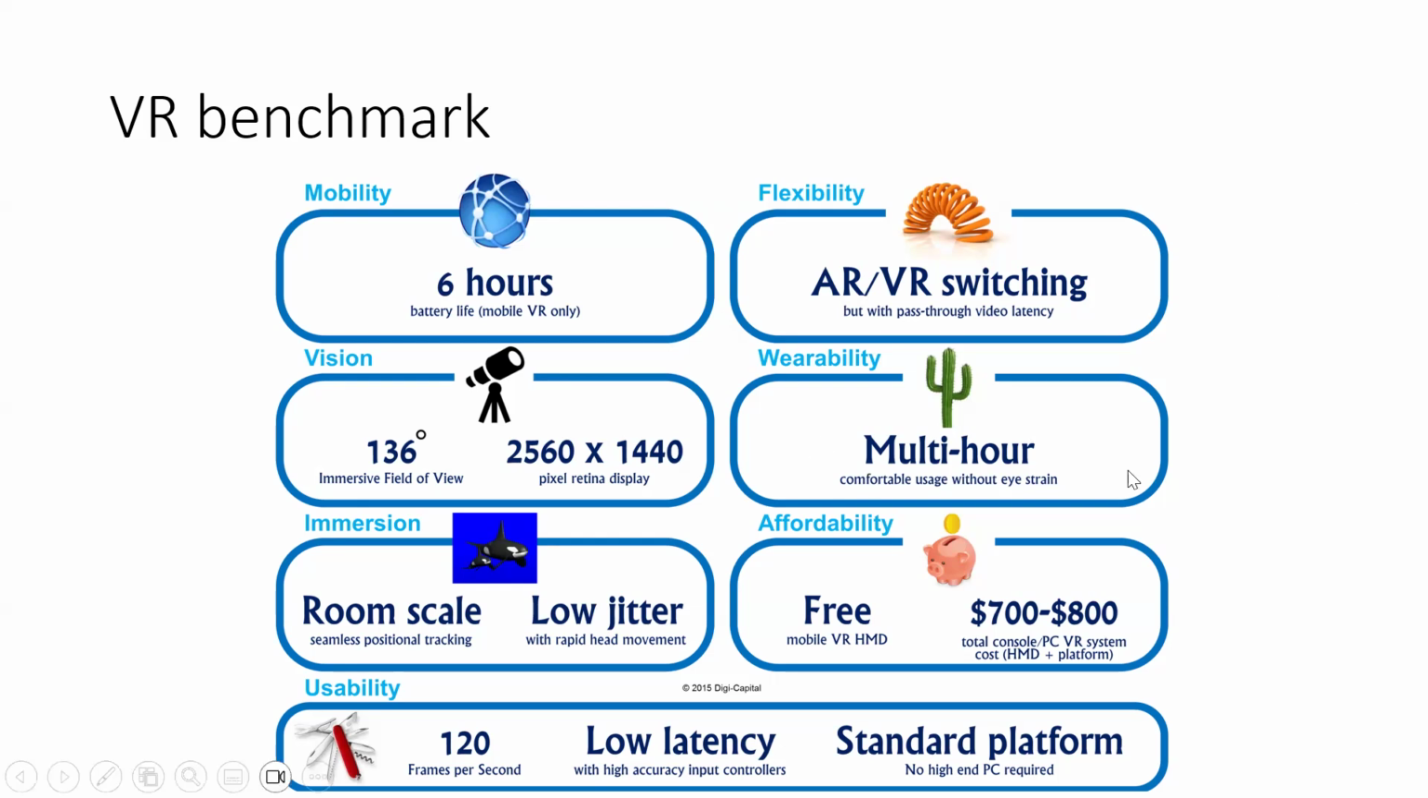So that is another requirement. Next is room scale VR. So seamless positional tracking should be there. If you move your hand in the real world, those hands should move in the VR world also. That is what we call room scale VR.